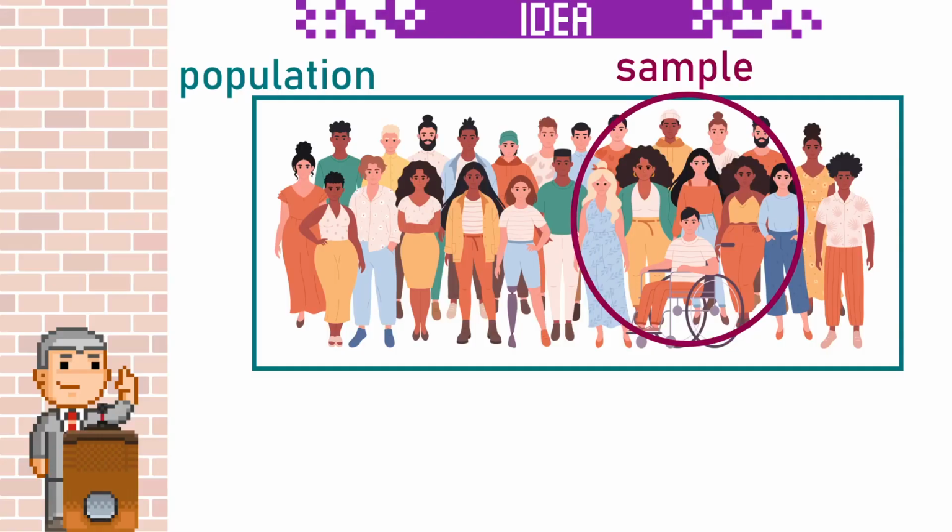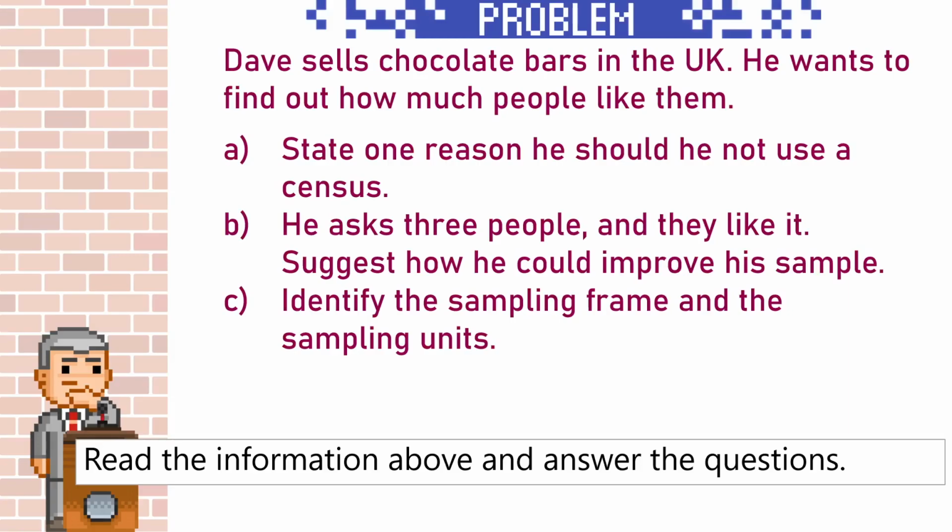A population is a set of things, which can be people, that you're studying. A sample is a subset of that population. So population is everything, a sample is a bit of it. Let's go through these questions on populations and samples.